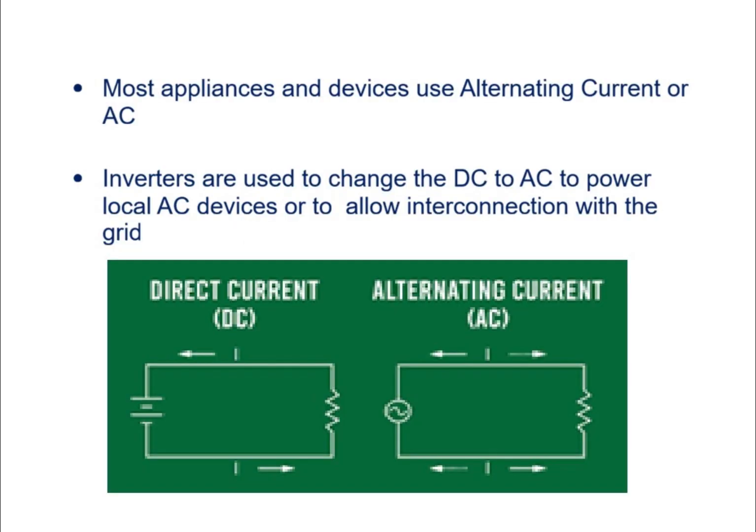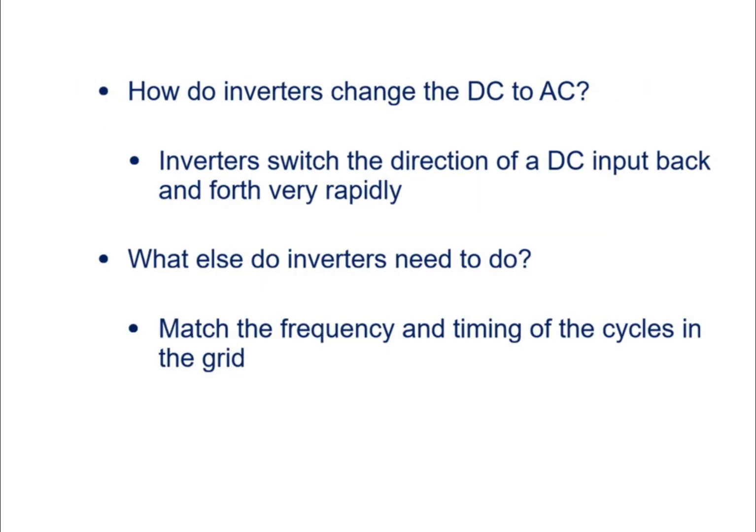But most appliances and devices use alternating current, or AC abbreviated. Inverters are used to change the DC to AC to power local devices or to allow interconnection with the grid. How do inverters change DC to AC? Well, they switch the direction of a DC input back and forth very rapidly. What else do inverters need to do? They need to match the frequency and timing of the cycles in the grid.